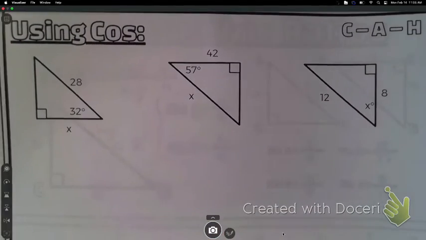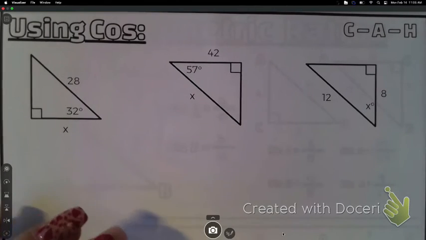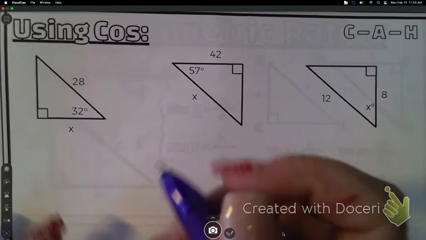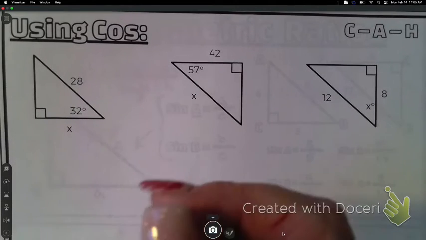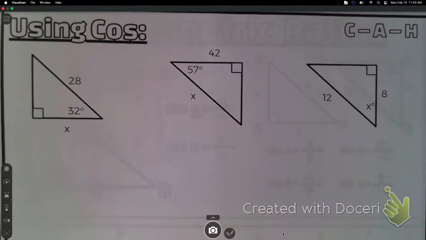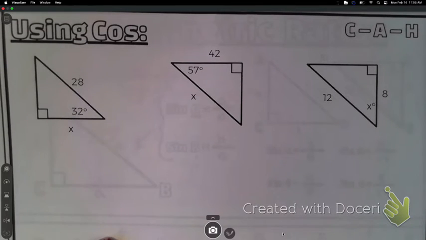X over 28 is equal. Okay, so I don't think I have that page. Everyone had all the pages. What did you do with them? I have the other two. What did you do with the other one? I guess you just get to write them. There you go.